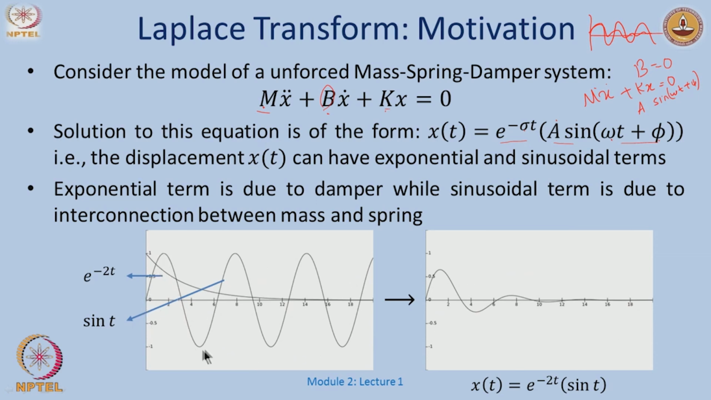So, sin of t is just a nice periodic signal for all times t. e power minus 2t, for example, just goes down to 0 exponentially, and a combination of these two signals, e power minus 2t sin t, just looks something like this, right. These are also called damped oscillations. Okay.